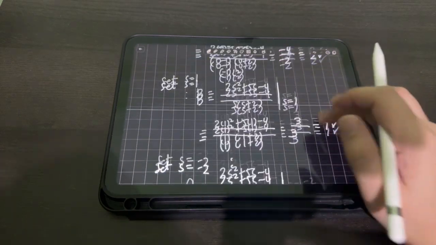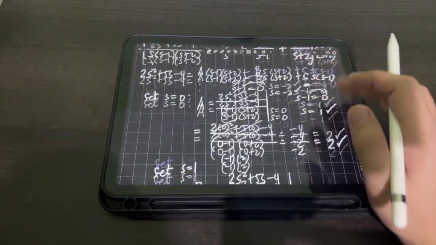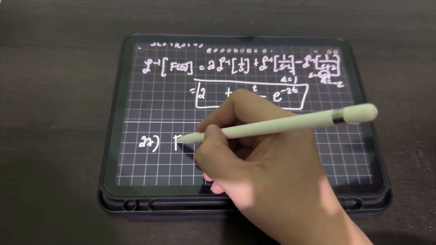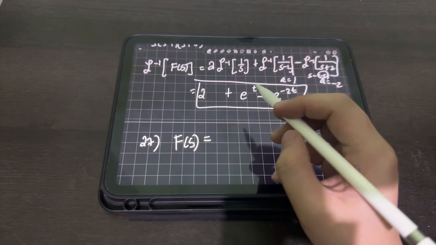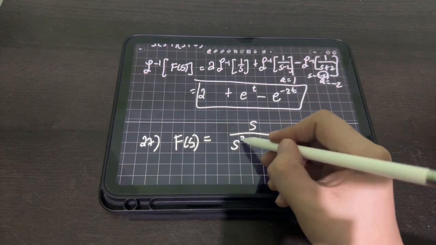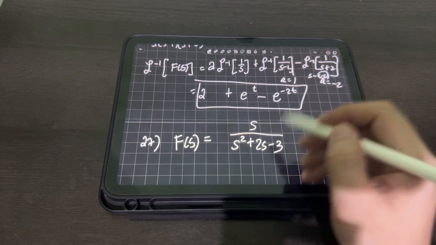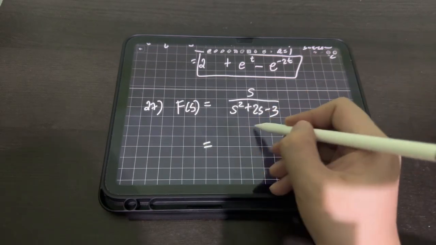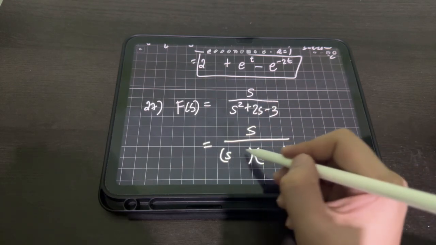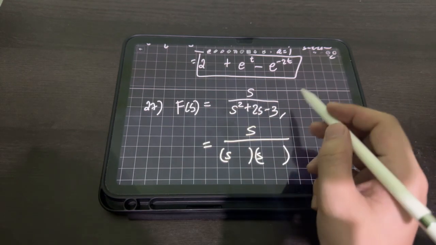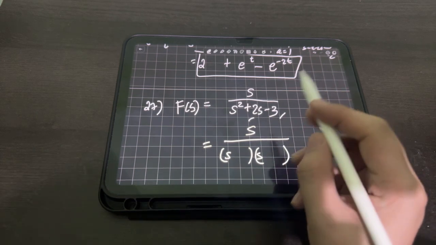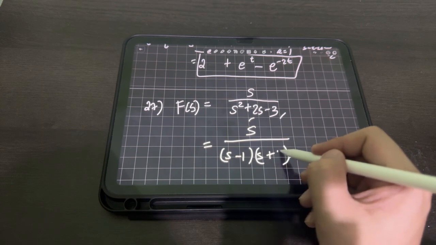Okay, next. Number 27. What if f of s is equal to s over s squared plus 2s minus 3? So you factor first the denominator. Factor of s squared is s times s. Factors of negative 3 that when you add give positive 2 are negative 1 and positive 3.